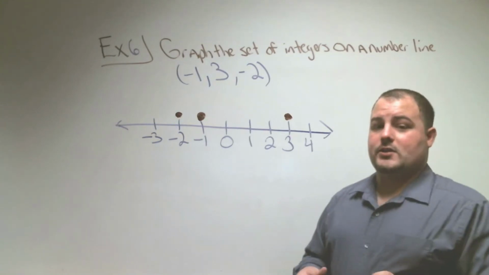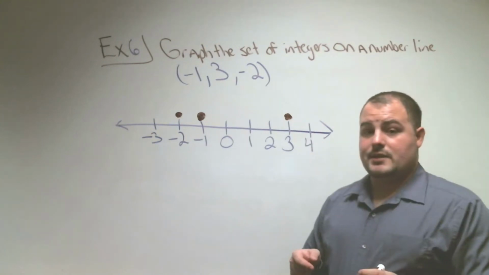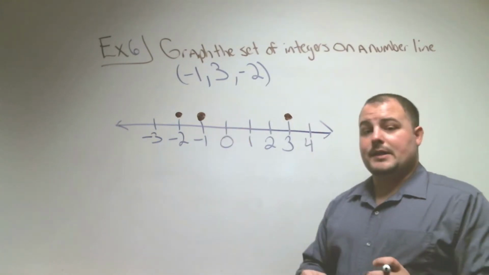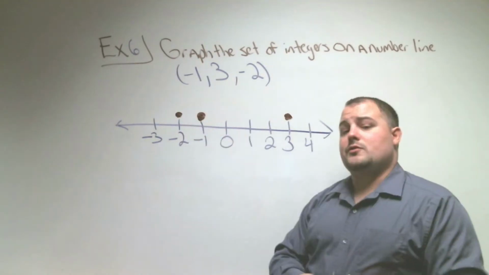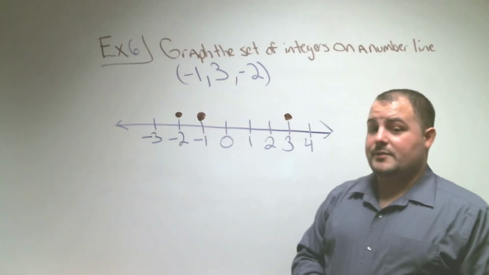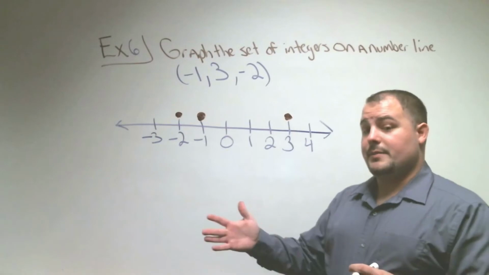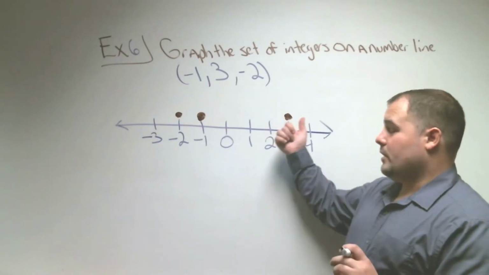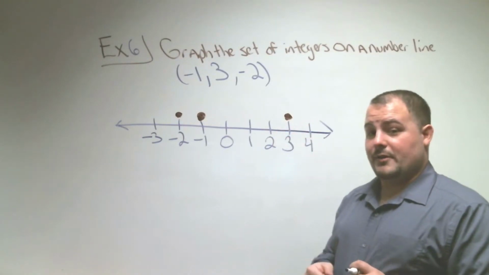And if you're looking at this, you should be able to see that 3 is the biggest number, -1 is bigger than -2, and -2 is the smallest number. If you can plot numbers on a number line, you can tell smallest to biggest or biggest to smallest. Whatever is furthest on the right, that's the bigger number.